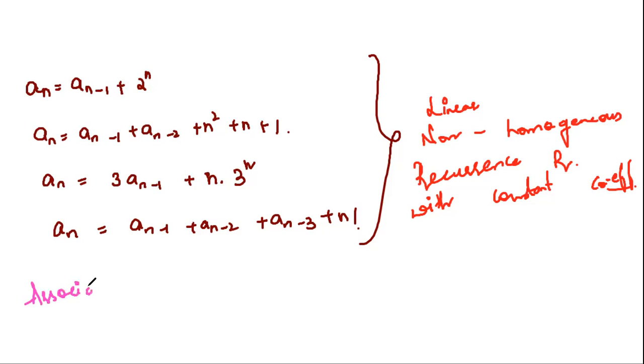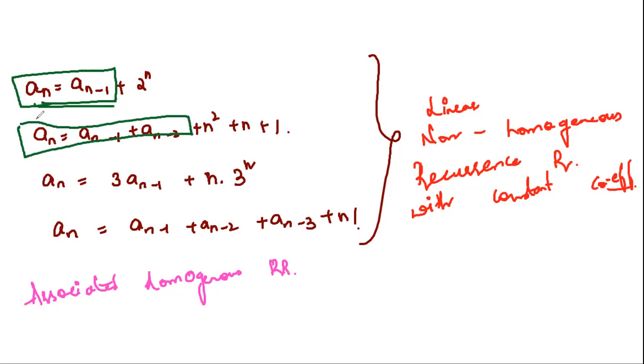What is the associated homogeneous recurrence relation in each case? In this case, just underline the associated homogeneous recurrence relation. So we have this, which is the associated homogeneous recurrence relation in the first case. In the second case, you have to exclude the terms which do not contain this an. So that means these terms will be excluded, and this is your associated homogeneous recurrence relation.